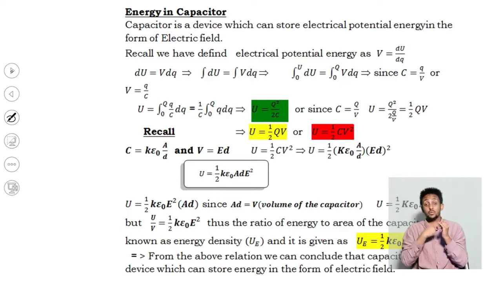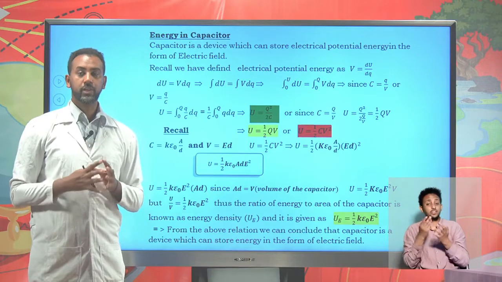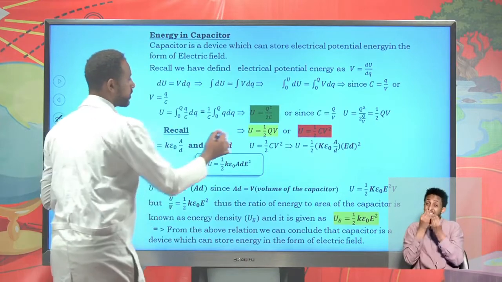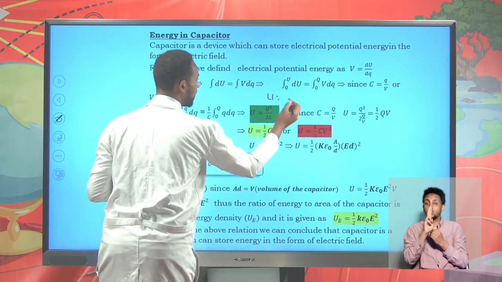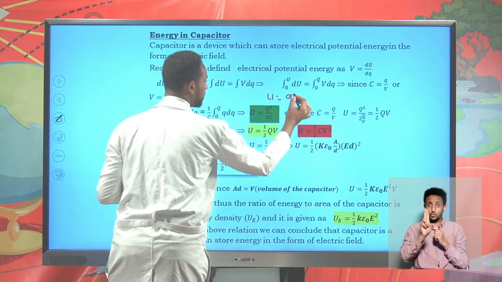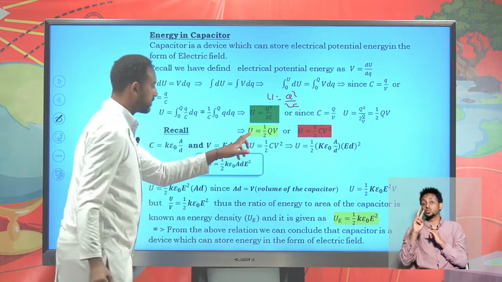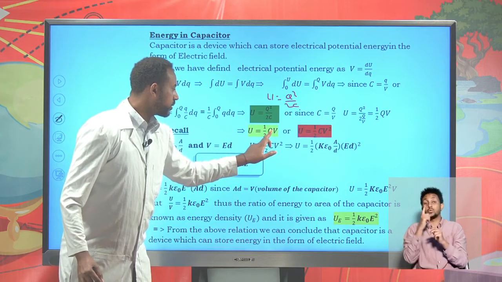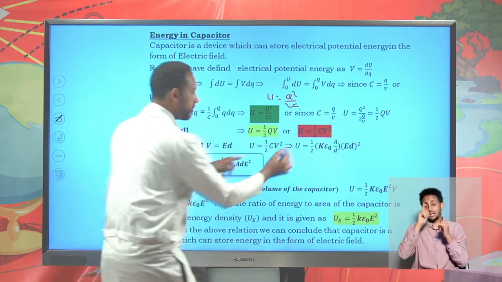And at last, let's look at the energy stored in the capacitor. As I said earlier, a capacitor is a device used to store charges in the form of electric field strength. The energy U can generally be given as Q squared over 2C, or 1 over 2 Q times V. It is all determined from the work-energy concept, the integration of dU equals V times dq, and so on. Keep in mind Q squared over 2C, or 1 over 2 Q V, or at last, the very important equation.